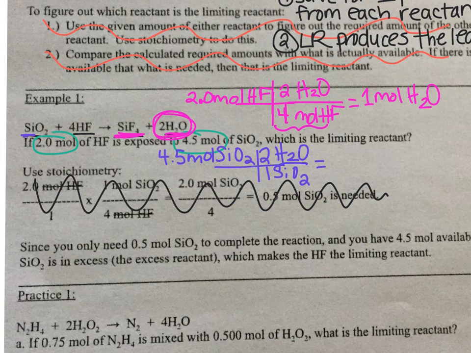Because you don't want to know with this ingredient how many waffles you can make and with this ingredient how many pancakes you can make, right? You need to compare waffles to waffles. All right, so when you solve for that, we have 4.5 times 2, so we get 9 moles of H2O. So looking at this, can we answer the question, who's the limiting reactant?